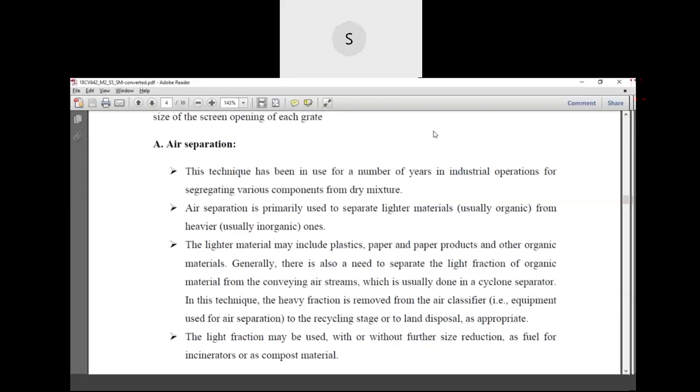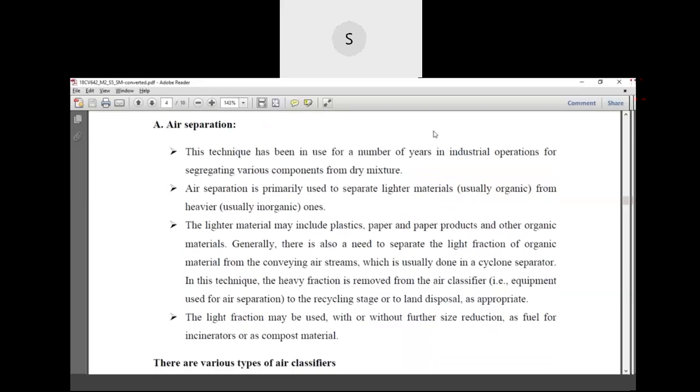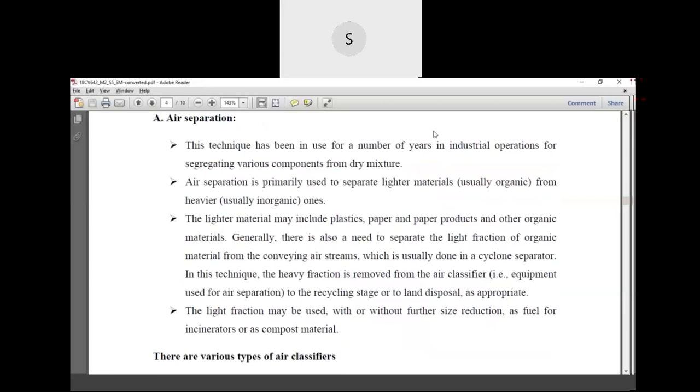The lighter materials may include plastic, paper products, and other organic materials. Generally, there is also a need to separate the light fraction of the organic materials from the conveying air streams, which is usually done by cyclone separators.